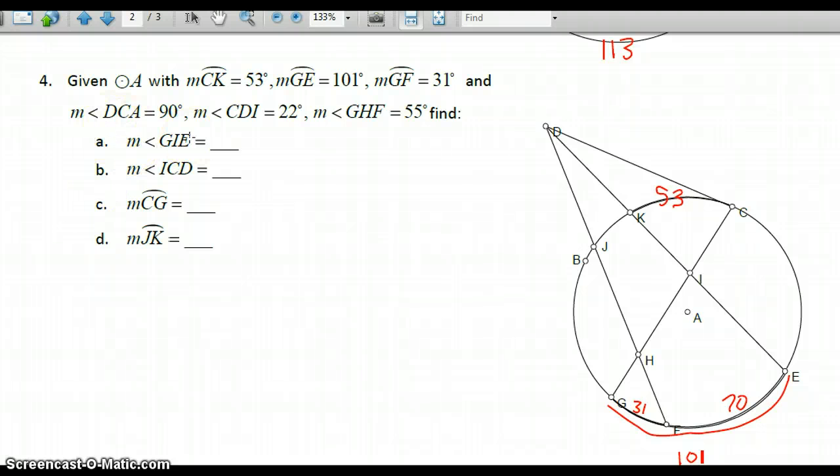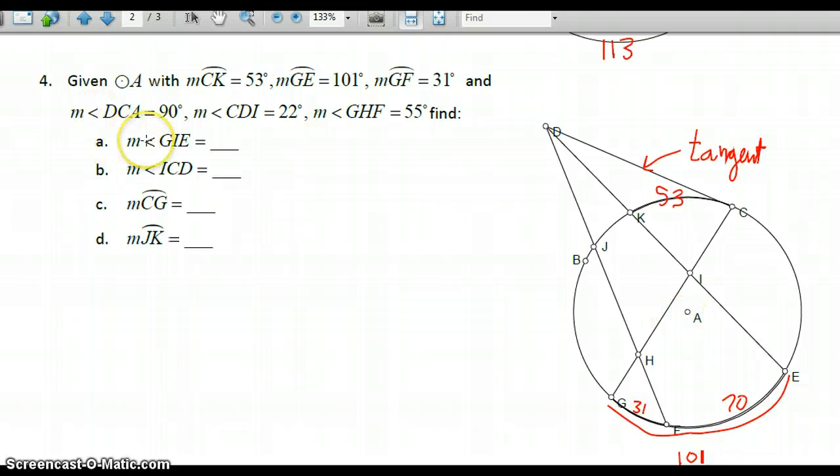And DCA is 90. Well, when they say DCA, they didn't even draw in CA here. DCA is 90. That really just tells me that this is tangent. Cross my T this time? Oh, nice. That is a tangent. Okay, but it's not a right angle like this, because it's a right angle to A.